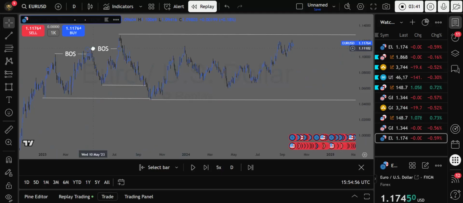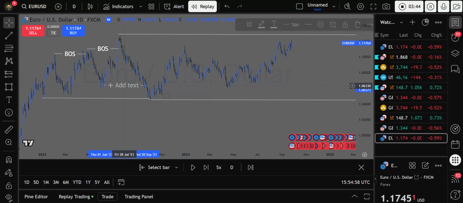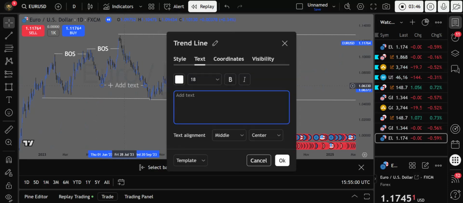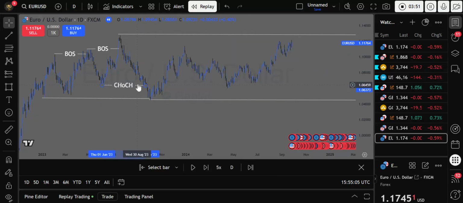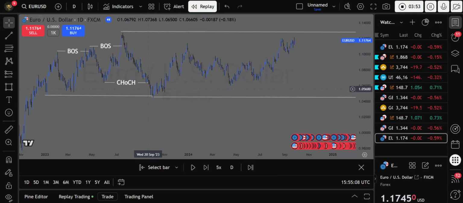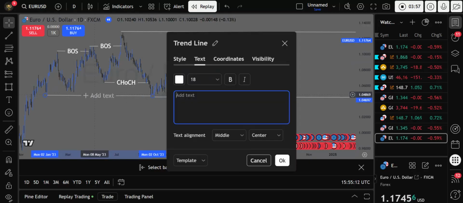And then we have a high which wasn't broken, which is a very big surprise. So with this one, we're going to be calling it a change of character, because there wasn't any low broken before this one. So this is going to be a change of character. And then what it did, it broke this low. This low is going to be called a break of structure because we already have a change of character.